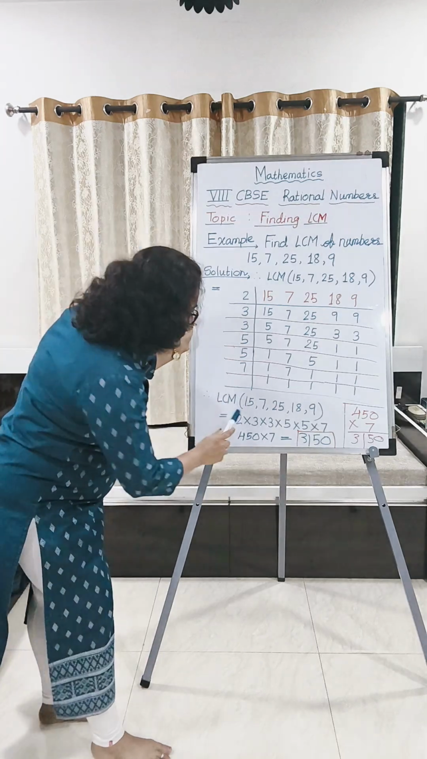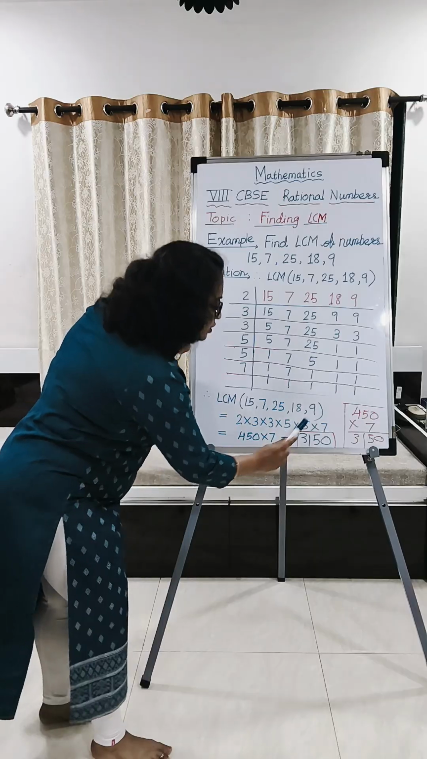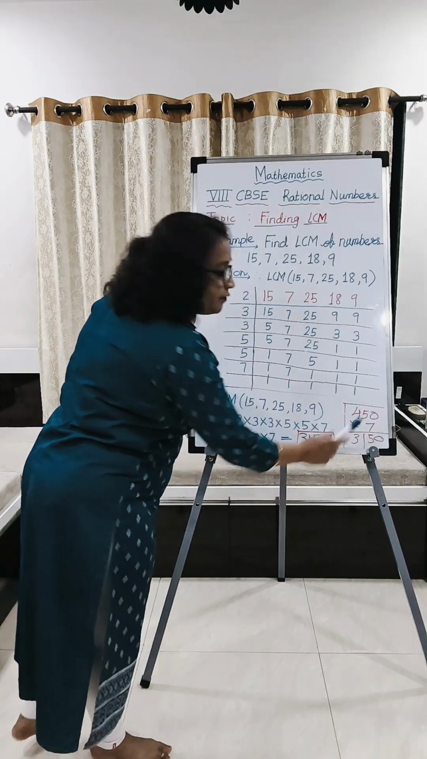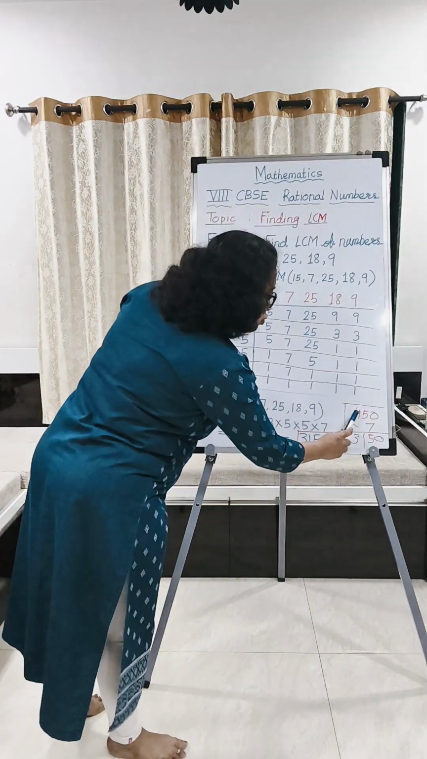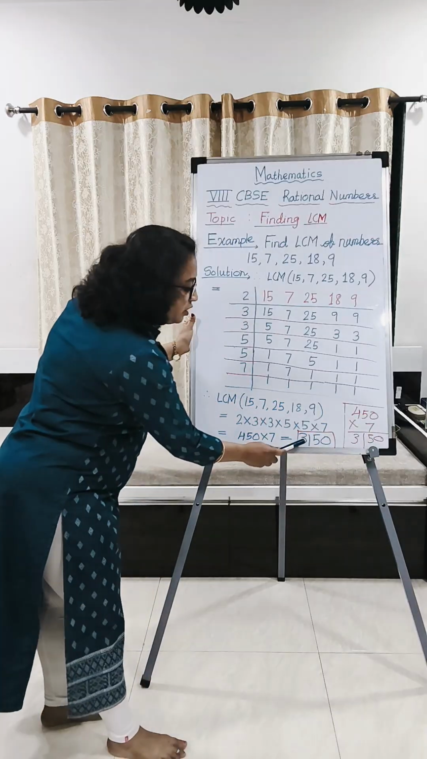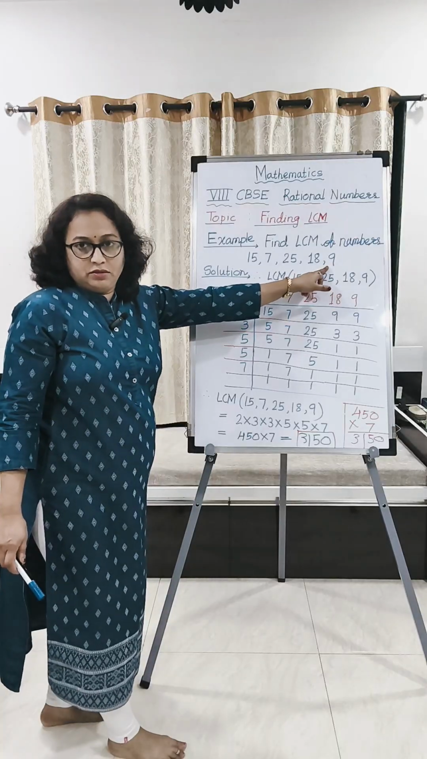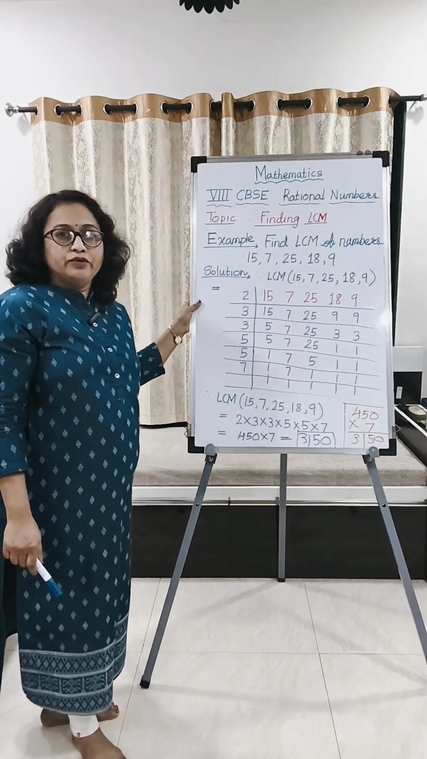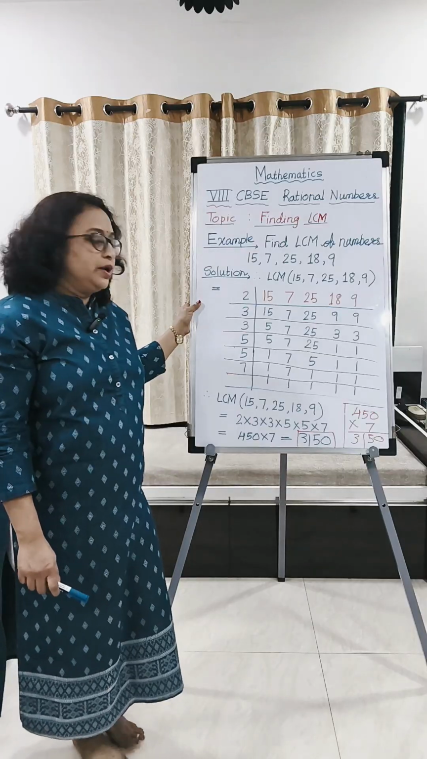Okay, now 2 3s are 6, 6 3s are 18, 18 5s are 90, 90 5s are 450, and 450 into 7. You can do the rough work and write the multiplication answer. Okay, so 450 into 7 is 3150. So 3150 is the LCM of these 5 numbers. Okay, so this is how we have to practice for finding the LCM of more than 3, 4, 5 numbers.